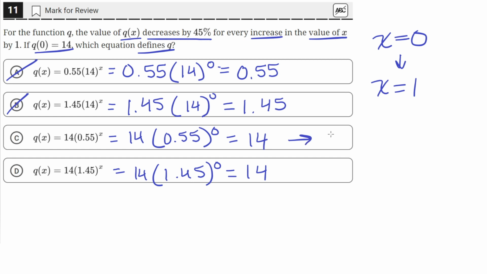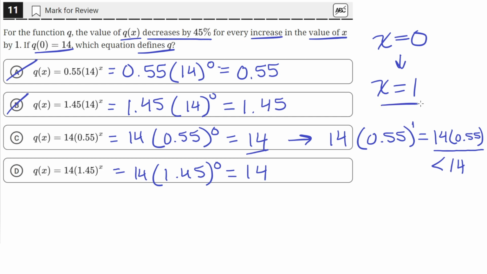So let's do C first. We'll have 14 times 0.55 raised to the first power. So this is just 14 times 0.55. And we know that this quantity, since 0.55 is less than 1, is less than 14, which means that when we went from x equals 0, which had a q of x value of 14, to x equals 1, we got a value that is less than 14. Okay, so that looks good, but let's check answer choice D.